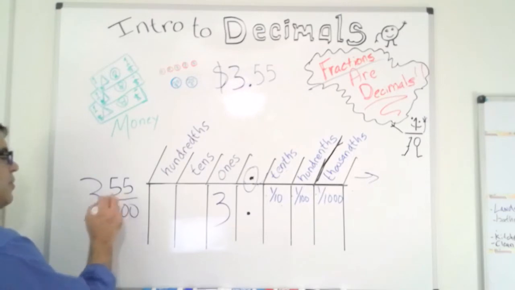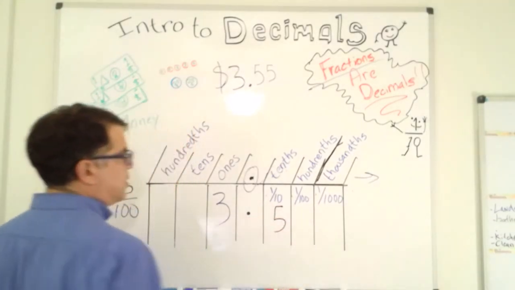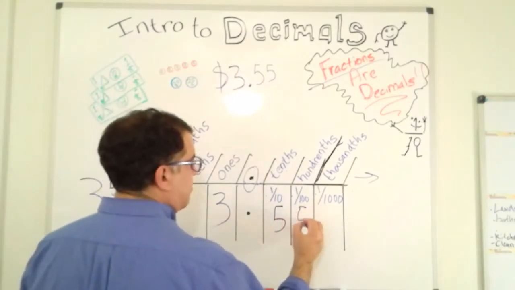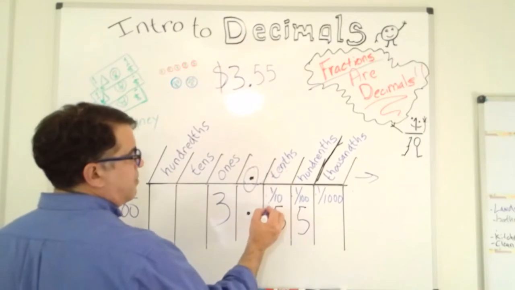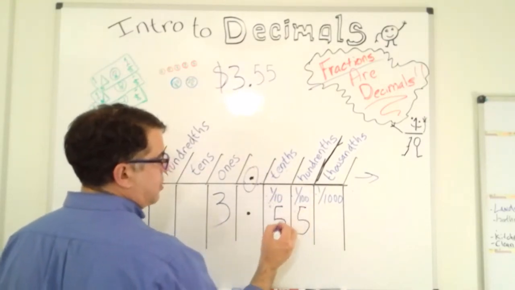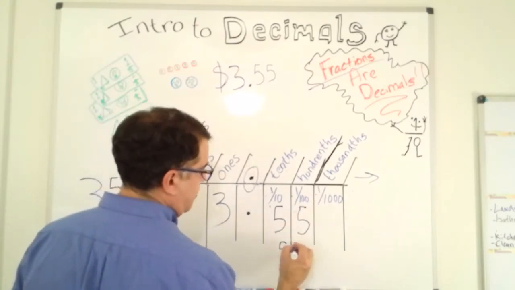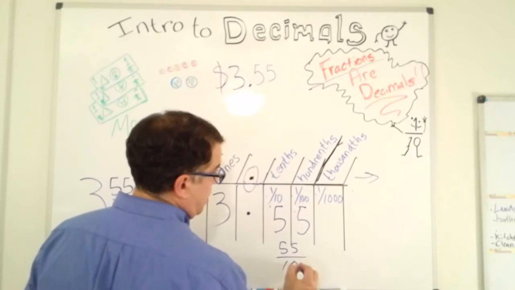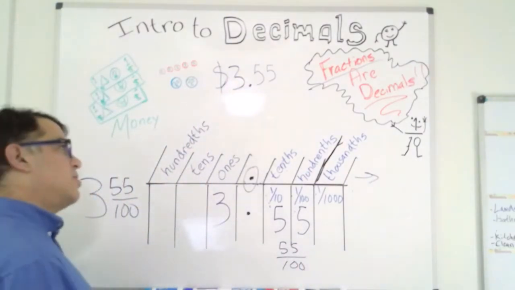So $3.55 is 3 55, or if we look at it as a decimal in our place value chart, 55. So look at the fraction here: 5/10 and 5/100, or we say 55 hundredths. 55 hundredths.